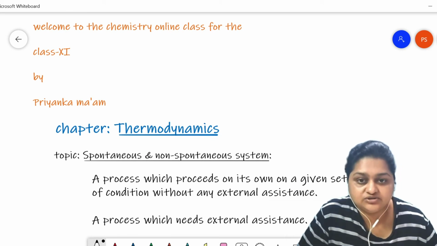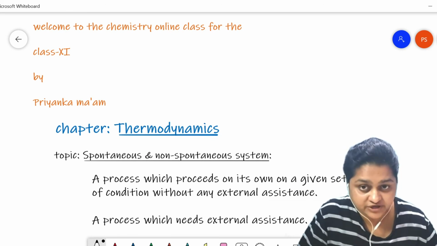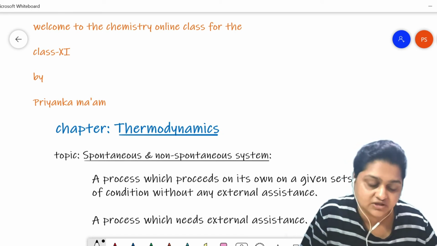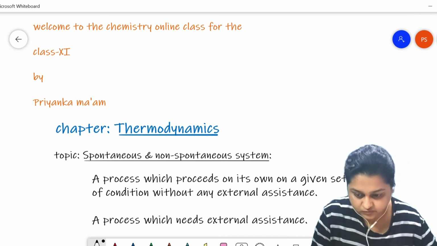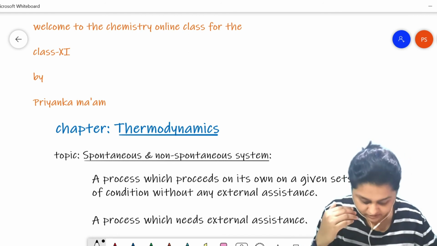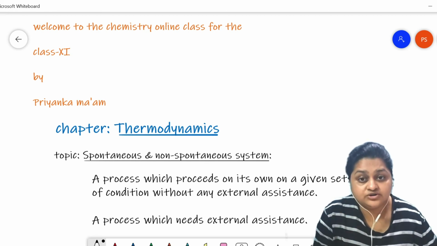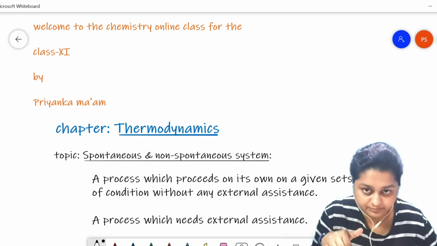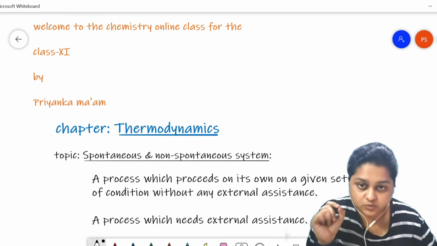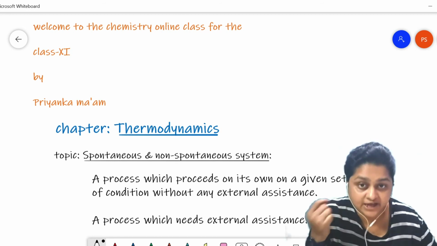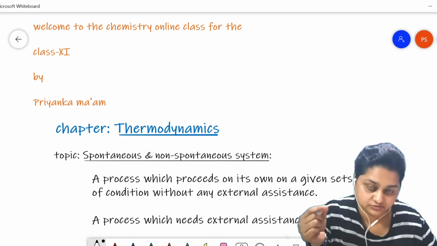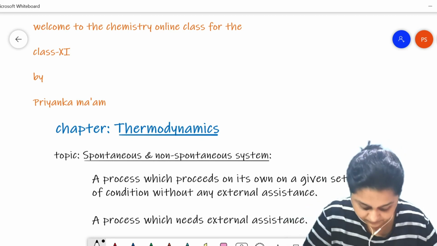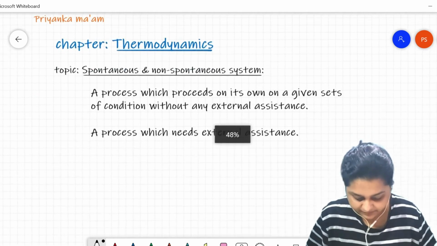Today we are going to talk about spontaneity and non-spontaneity of chemical reactions. Spontaneous processes, or spontaneous chemical systems, are those in which the process proceeds on its own under some set of conditions without any external help. Non-spontaneous processes require external help for their initiation and for the reaction to proceed further. Let's try to explain this with some examples.